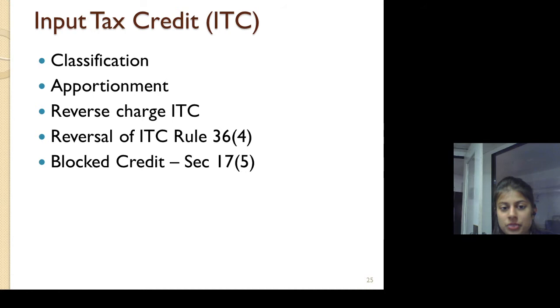After this is reverse charge ITC. Now whatever reverse charge liability I am paying, make sure I am eligible to take that credit, which probably I am eligible.